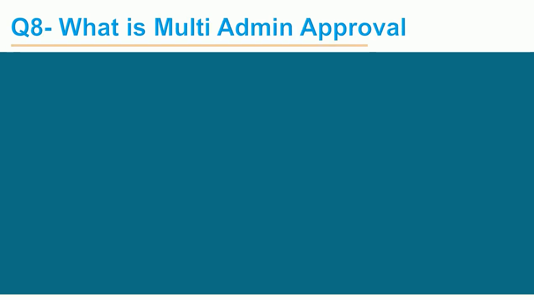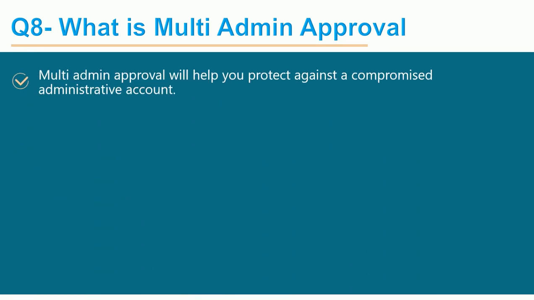Now what is multi-admin approval? Multi-admin approval will help you protect against a compromised administrative account. Suppose you are an admin and you can create a script or an application, but you want to put one more security layer on that script or app deployment. Even if you have approved PIM or admin access, your organization may want to put one more verification layer on, so that you can protect your app and script.